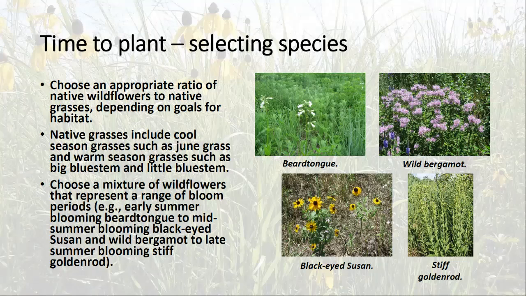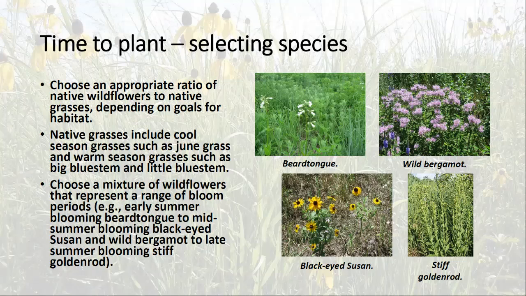Those are by far the two most common. And then sometimes we'll incorporate June grass into that mixture. In terms of choosing wildflowers, what we encourage is to pick a range that represents a range of blooming periods. In other words, wildflowers that bloom everywhere from early spring and early summer to late summer, early fall.